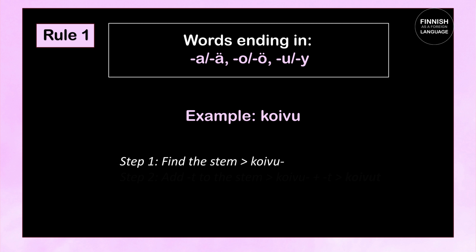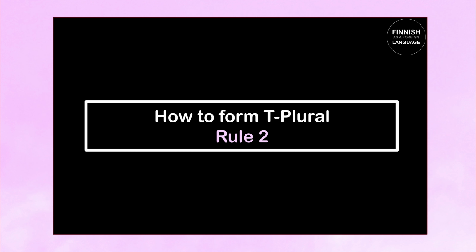Again, first step is to find the stem, which is koivu. Then in the second step, we have to add t to the stem, and we have koivu plus t is koivut, means the birch trees. That's it with rule number 1. We move on to rule number 2.